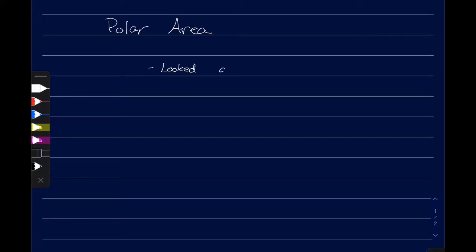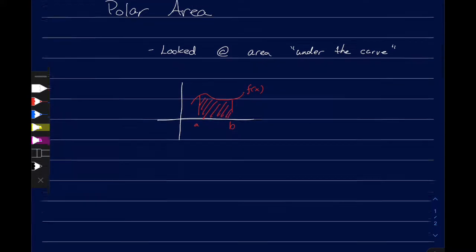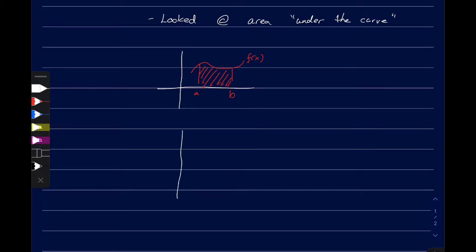Now, when we looked at it in Cartesian, we looked at the area under the curve. And while we have a way of thinking about the area with polar functions, it's not quite the same. If we have a function f in Cartesian, the integral from a to b is going to be this area under the curve. But when we move to polar, things are a little different.